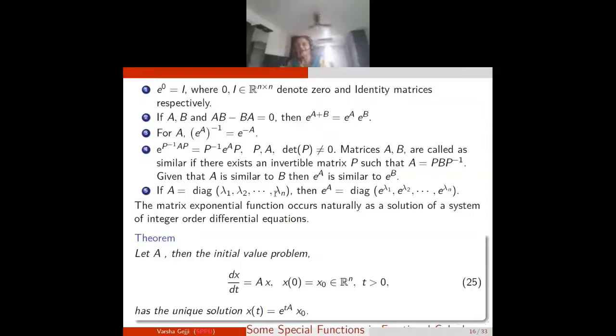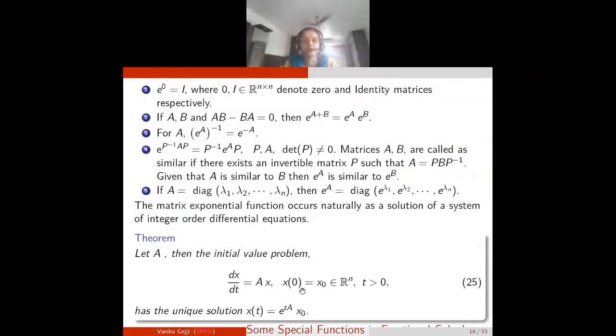Now, if A is a diagonal matrix, then it is a simple thing. e to the power A is nothing but a matrix with these diagonal entries. And with this, you can relate the properties of the matrix exponential with the properties of its eigenvalues. So matrix exponentiation comes in when solving such a system of linear equations.